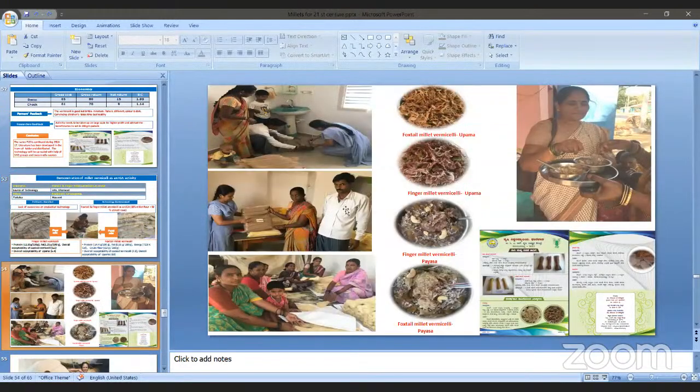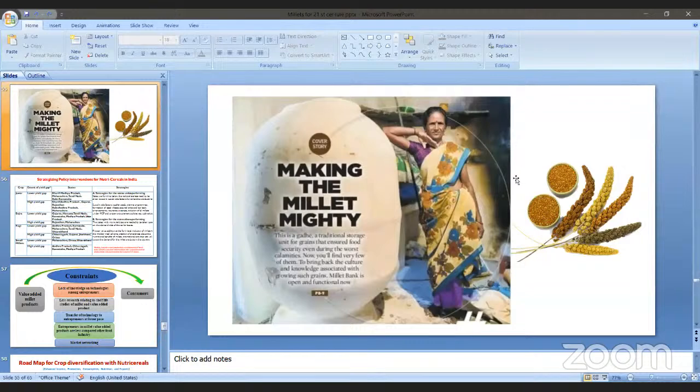There is also value addition based on tastiness, such as upma preparation. Upma is also a major item. Our women are making millet-based foods because it is very good food nowadays. That also creates self-employment through value-added products.